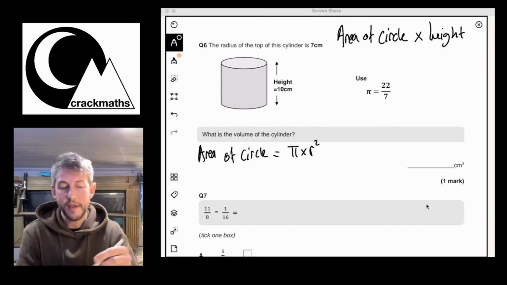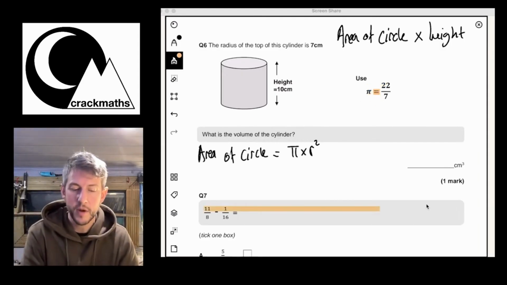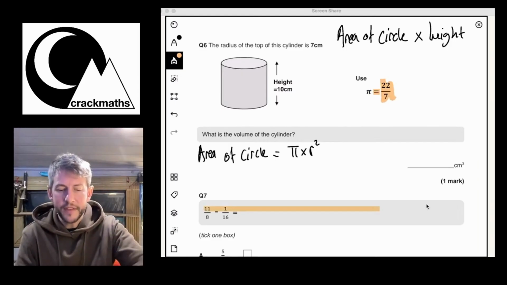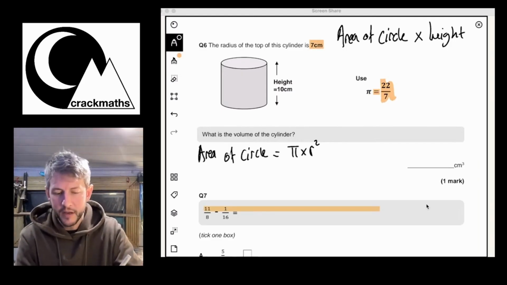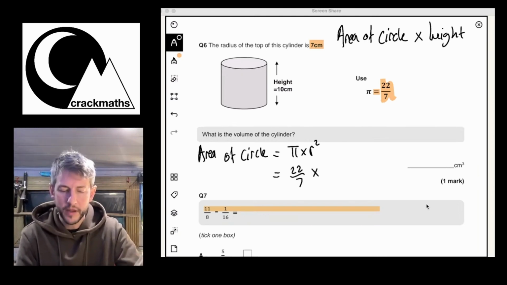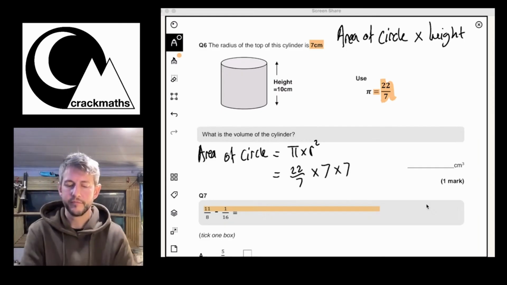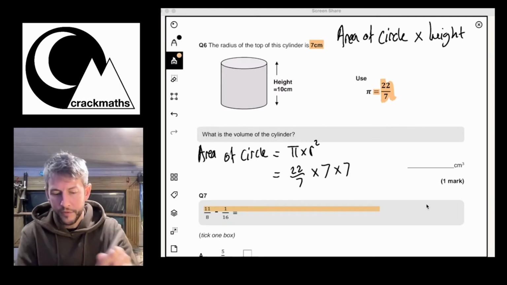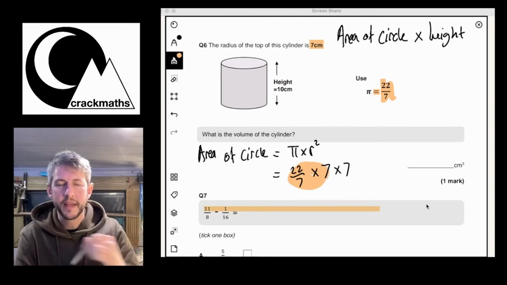Okay, so they've given us the value for pi. That's here. They've said it's 22 over 7. And they've given us the radius. So what I need to do is put this information in. So the area of the circle equals 22 over 7 multiplied by 7 multiplied by 7. Okay, so this is interesting. This bit here is the trick for this question so it doesn't become too complicated.